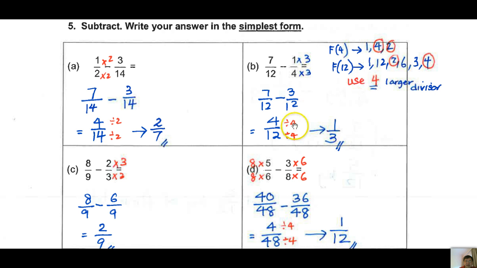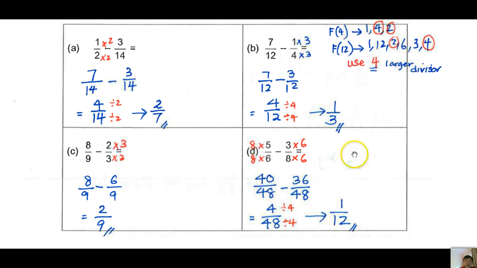If you were to divide this by 2, then later on you have to divide by 2 again to get 1/3. So the best way to do it is to get the largest common factor. Can you see the largest common factor? Right, so 4 is the largest common factor. Straight away you have this. Right, for the rest, you just pause the video, figure them out yourself and do it.